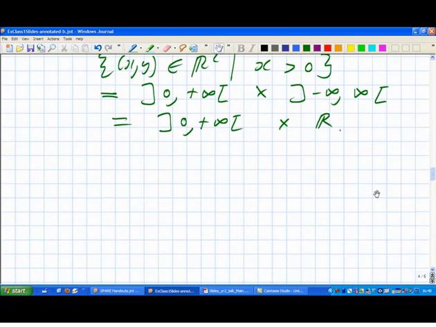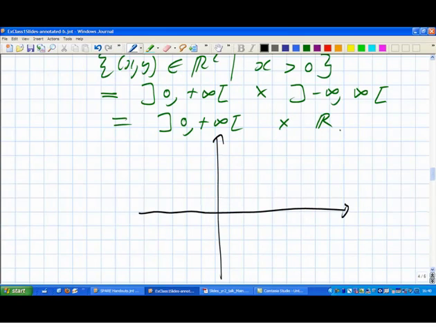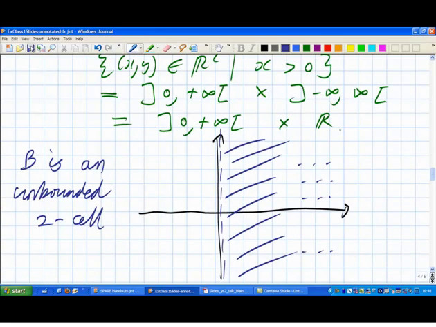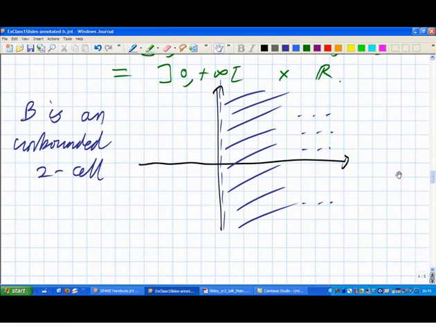Let me give you a sketch of it. It's a bit of a problem because you're trying to do an infinite sketch. The first problem is you need to do a dotted line on the y-axis to show it's excluded. So about the best I could do is some coloured dashes down the y-axis, and then I'll shade a bit to the side. I'll do a few dots because it goes on forever. So B is a typical unbounded 2-cell. It's a shaded region shown.